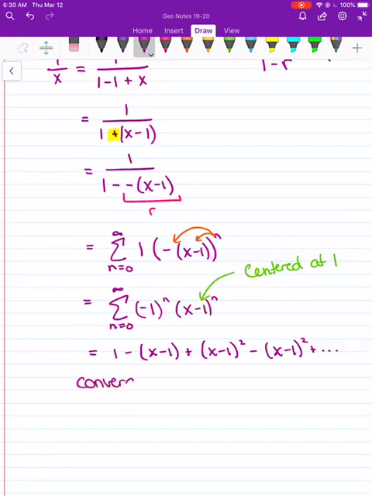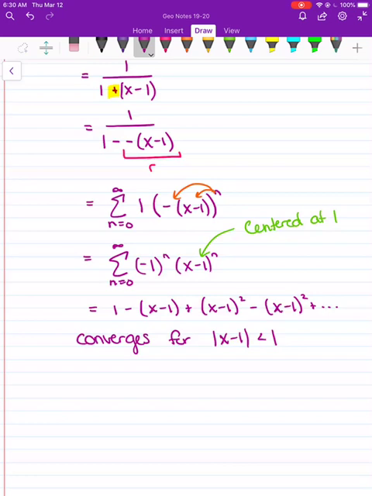And this is going to converge for my R value, which was absolute value of x minus 1 less than 1. Which means my radius of convergence is 1.